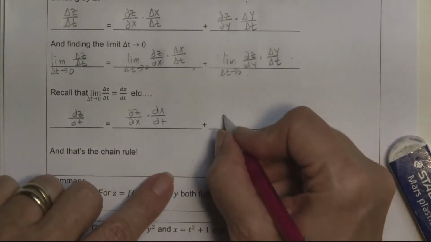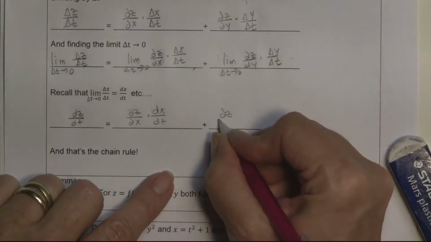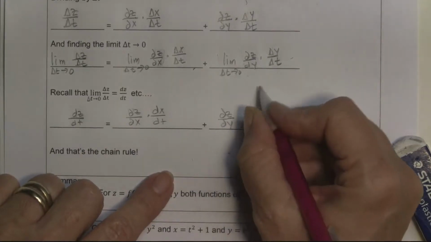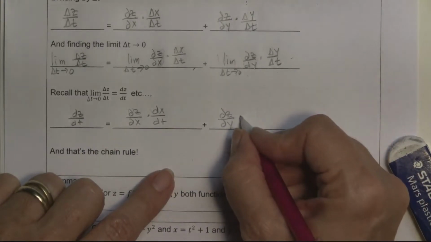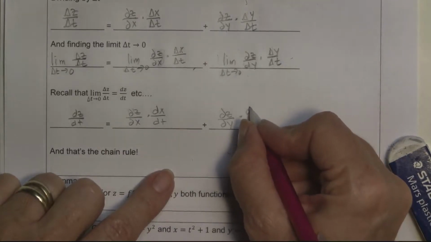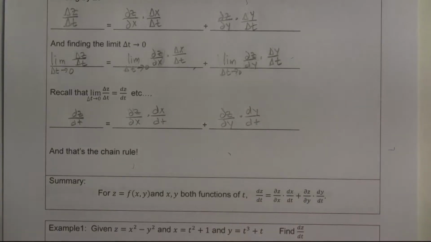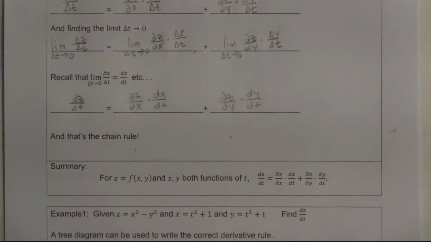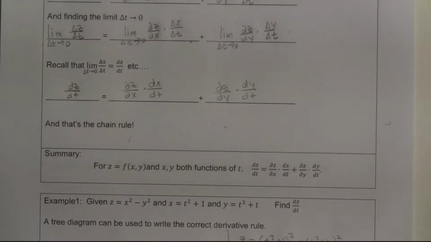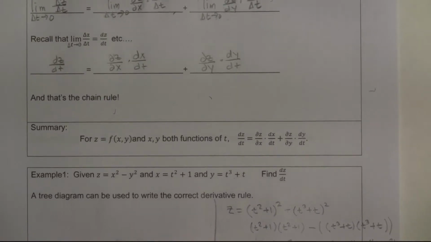And the next one here, the partial can go in the front. And this limit here is dy dt. And then boom, we've done the chain rule. A little bit of hand waving here along. If you want to read more about it, certainly go read more about it.